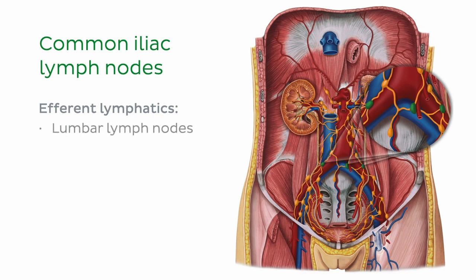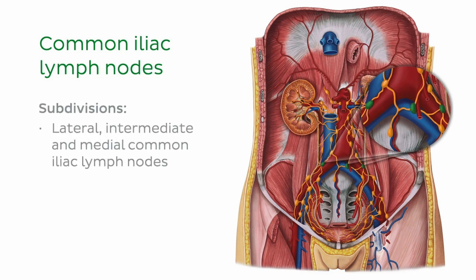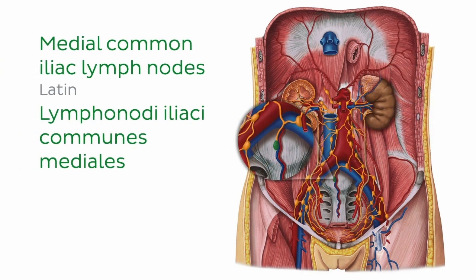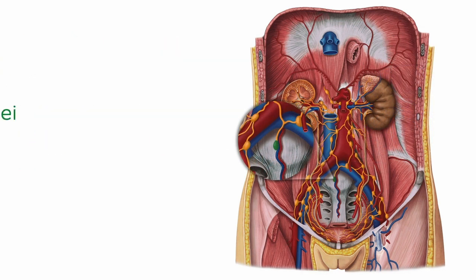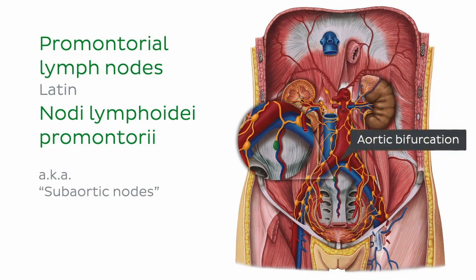The common iliac lymph nodes can be further subdivided into three groups: the lateral, intermediate, and medial common iliac nodes, which we won't discuss in detail today, except for the medial common iliac lymph nodes, which are also sometimes referred to as the promontorial lymph nodes, as they overlie the promontory of the sacrum, or alternatively, the subaortic nodes, due to their position inferior to the aortic bifurcation.